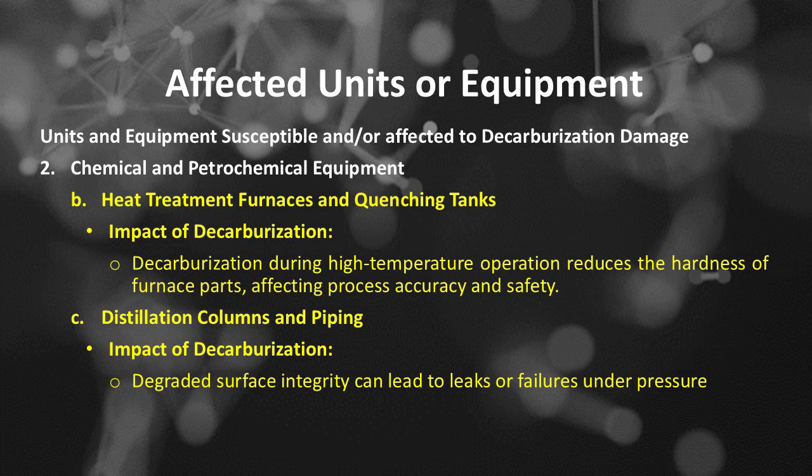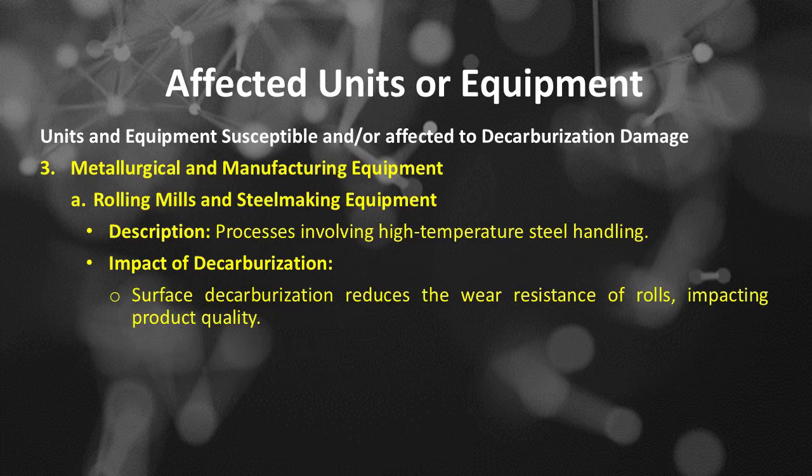And number D, of the chemical and petrochemical equipment is distillation columns and piping. Impact of decarburization: degraded surface integrity can lead to leaks or failures under pressure. Number 3 of the units and equipment susceptible and/or affected to decarburization damage is metallurgical and manufacturing equipment. Number A, rolling mills and steelmaking equipment. Description: processes involving high-temperature steel handling. Impact of decarburization: surface decarburization reduces the wear resistance of rolls, impacting product quality.